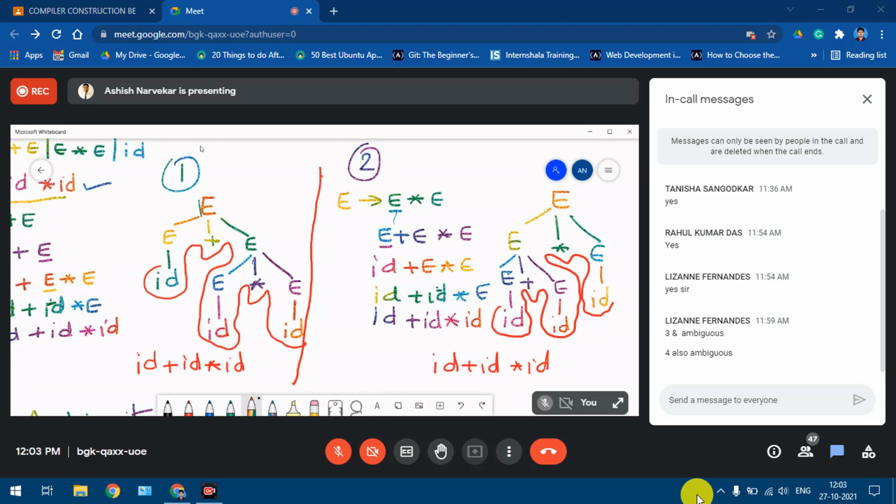Okay, let's assume that the value of id is equal to, say, 2. So as per this id plus id into id, I believe the answer should be equal to 6. Right. So can you tell me which parse tree we can use in order to get the right answer? That's what the question is. We want the answer to be 6. So which parse tree should we use?